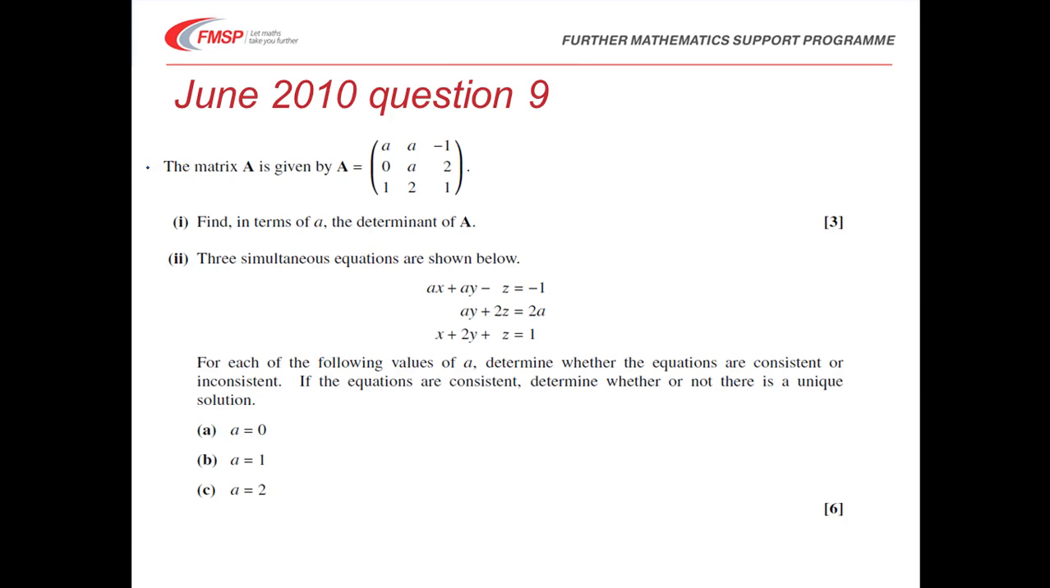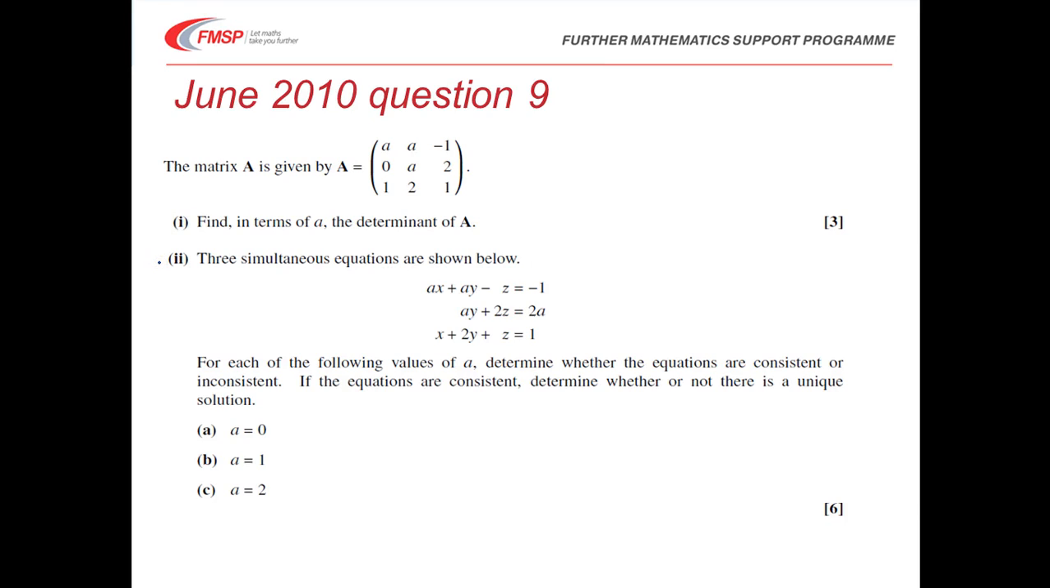We're given a matrix, capital A, a 3 by 3 matrix involving the little letter A, an unknown number. And in part 1 we're asked to find, in terms of this A, the determinant of the matrix.